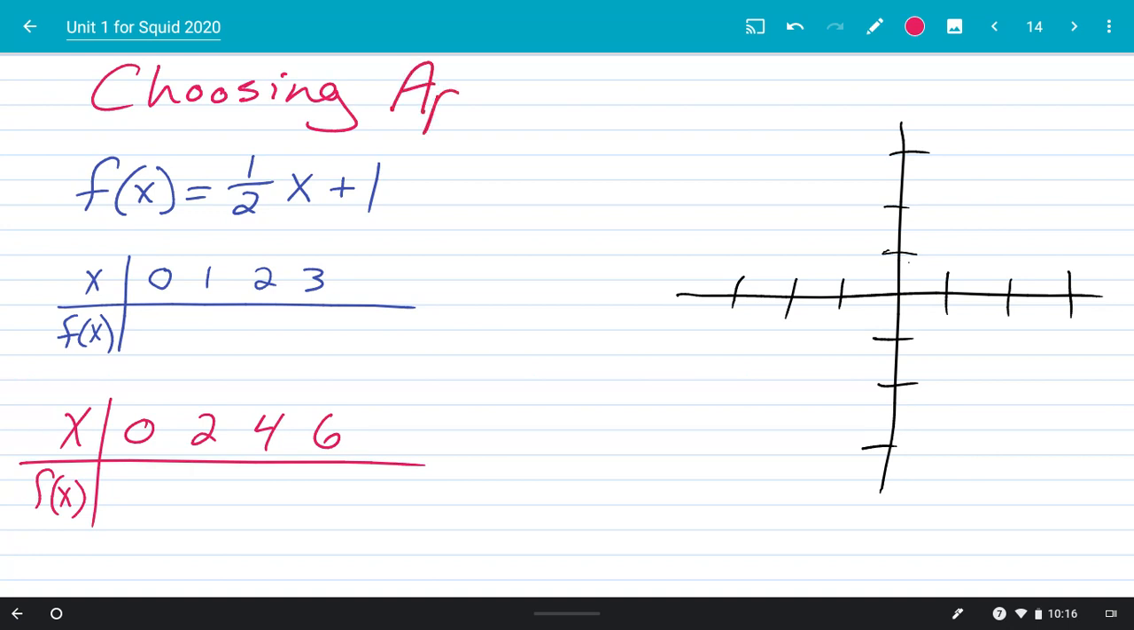Choosing appropriate inputs. See, I get to choose whatever I want to put in there for the input. So, why wouldn't I choose the easy numbers and the ones that make sense? I want to look at this function. f of x equals 1/2 x plus 1.